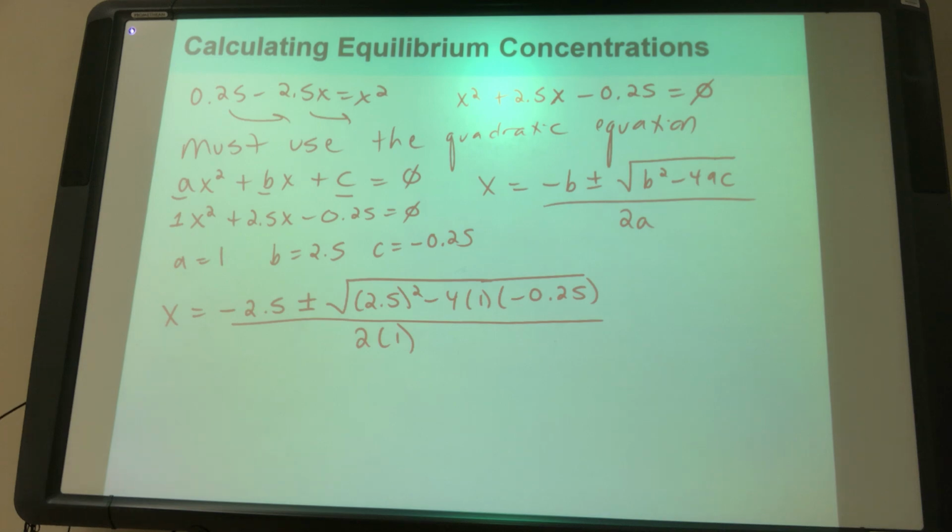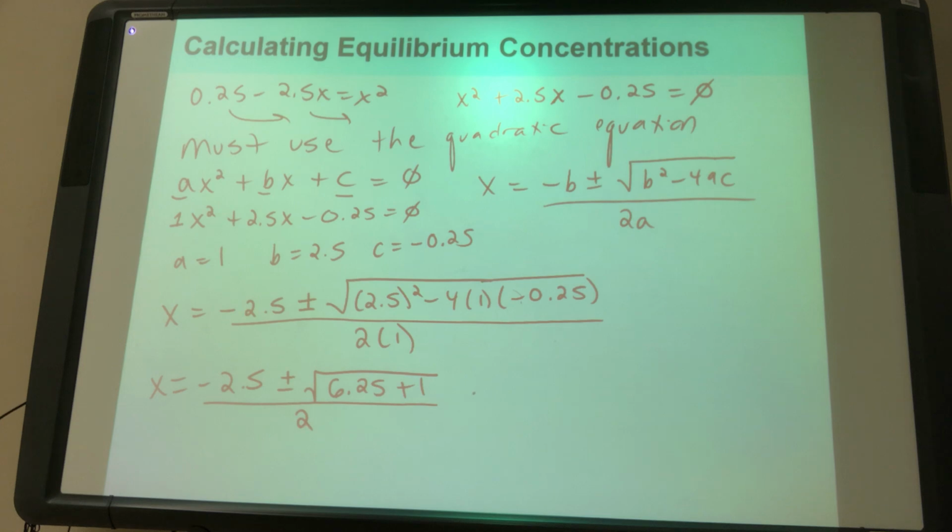All right, let's start chunking through it and simplifying it. Okay, x is equal to negative 2.5 plus or minus the square root of 2.5 squared, which is 6.25. 4 times 1 is 4. 4 times 0.25 is 1. And this is a negative times a negative, so we get a positive. Guess I didn't need my square root to be that long. All over 2.